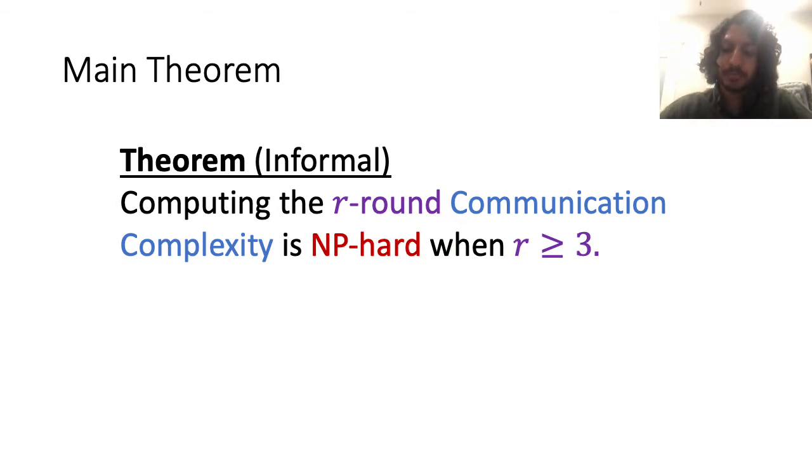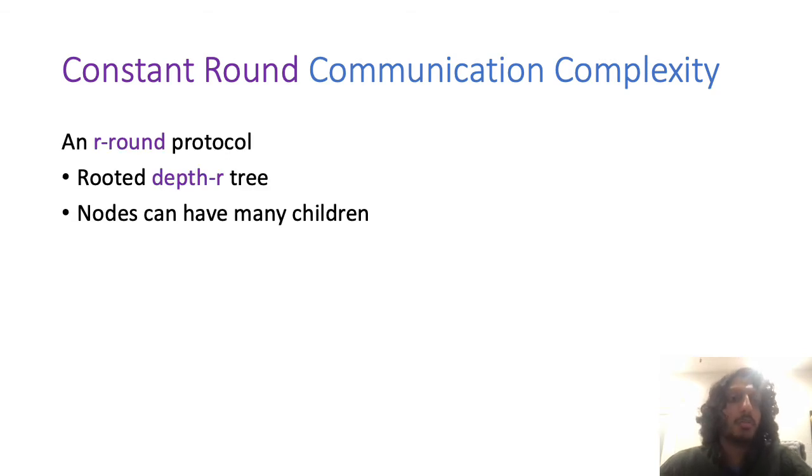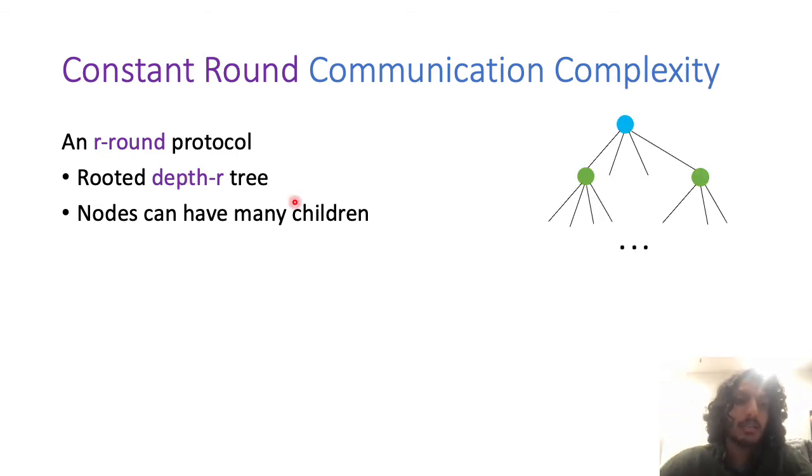Let me start by defining constant round communication complexity. For us, an r-round protocol is defined by a depth r tree, which is rooted. Now, in contrast to the prior case, nodes can actually have multiple children. In our prior protocol, we were assuming that the nodes had binary children. In this case, we'll allow you to have many children. And then it works pretty much the same as before.